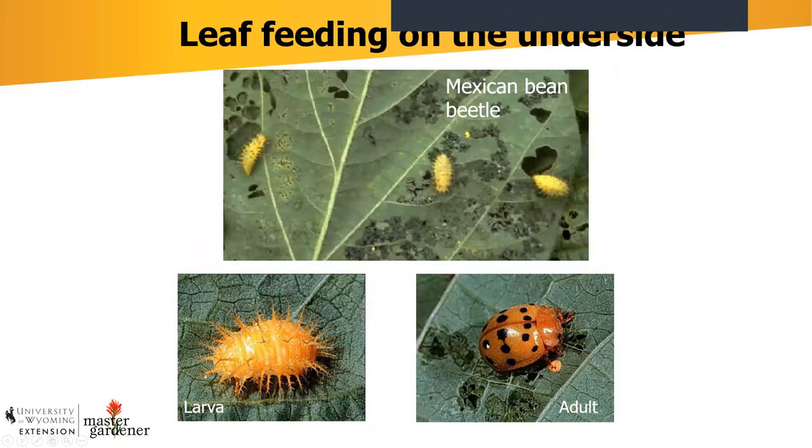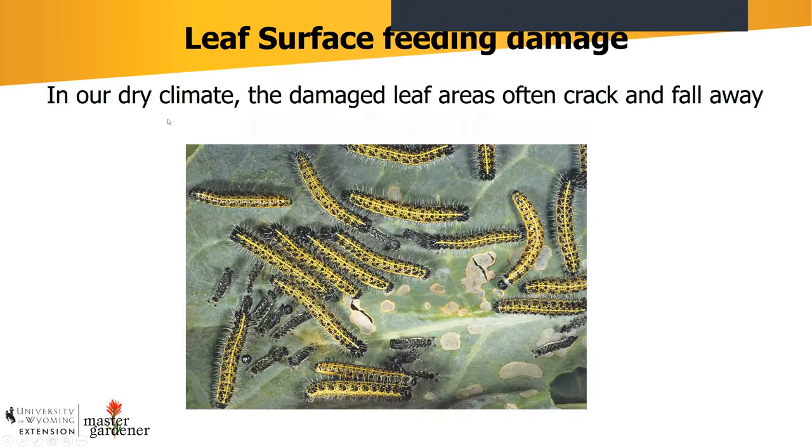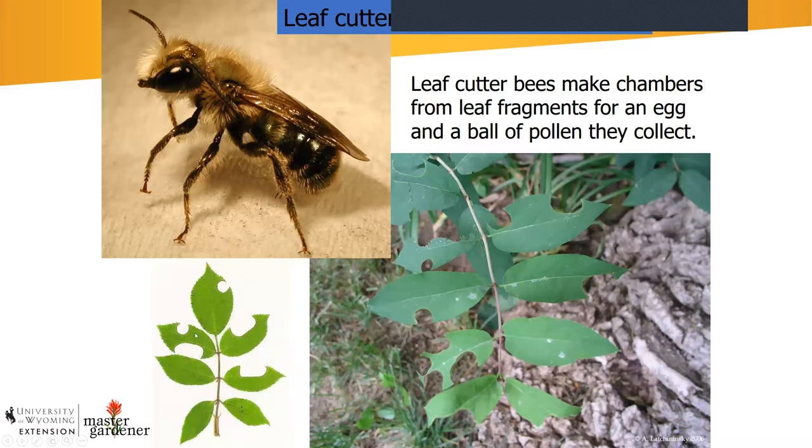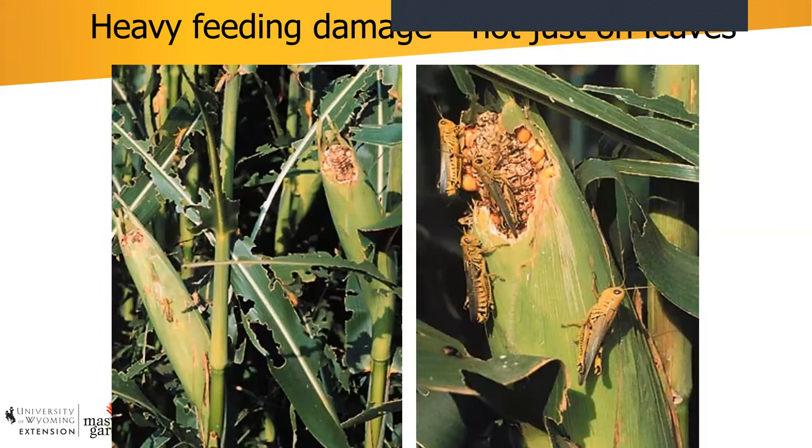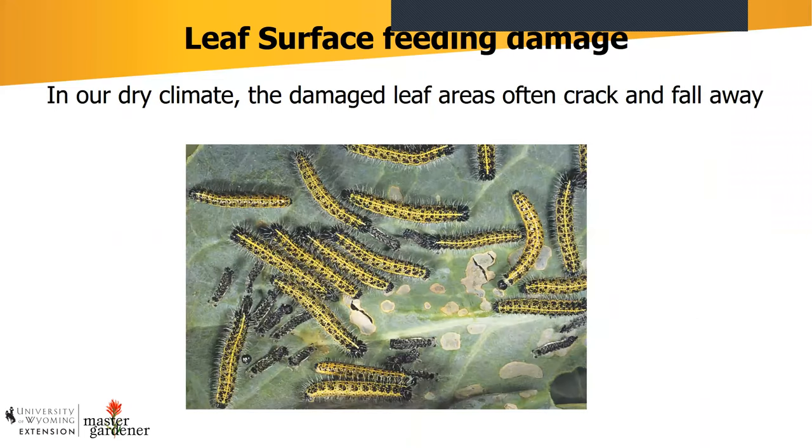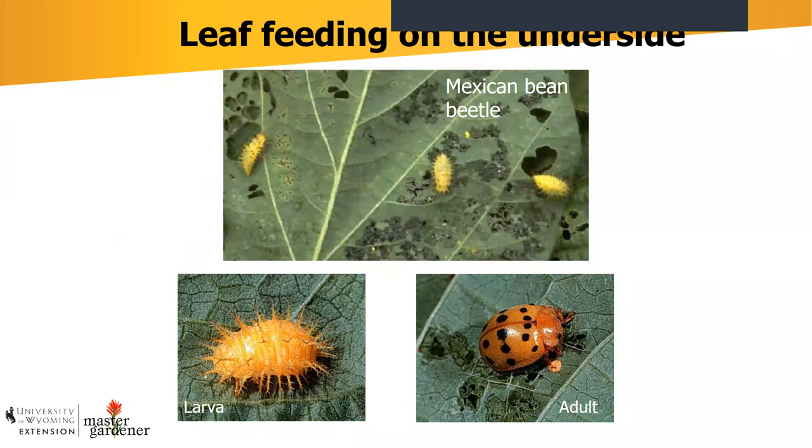Hey, Scott. Yes. We had a question in the chat box. What is the plant the leaf cutter bee is cutting circles out of? Let's see here. I think this one is probably a rose, and then this is a honeysuckle, it looks like. Thanks. Sure. I was lucky because I usually know my bugs better than I know my plants.